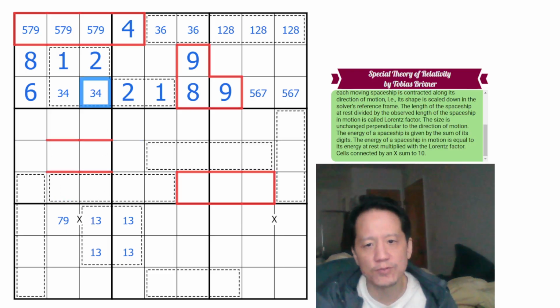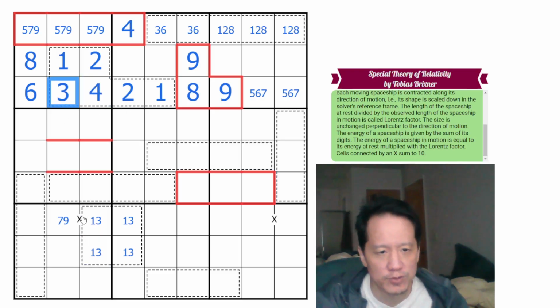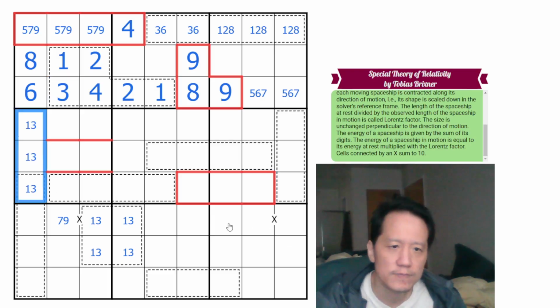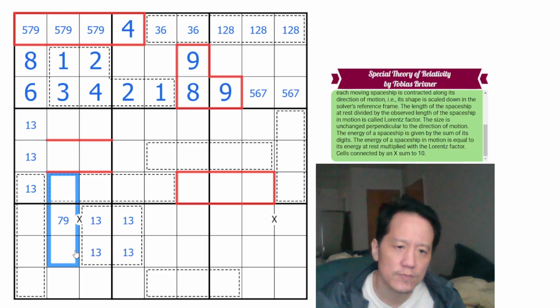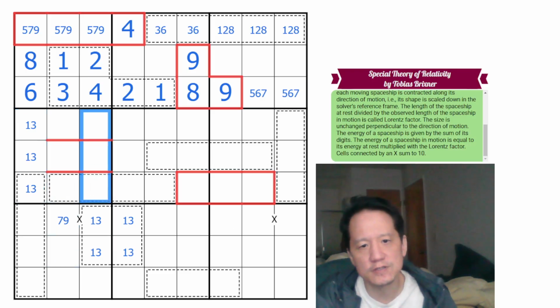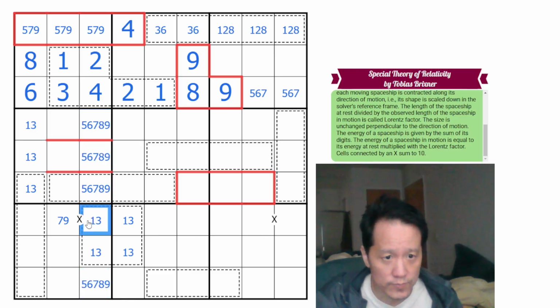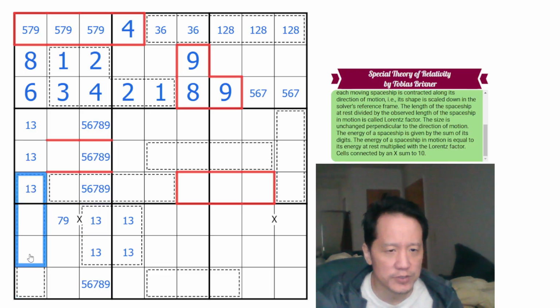Okay, this can't be 3 because of the 1, 3 pair in the column. So this must be 4. This must be 3. Which means 1 and 3 are here. The rest of this is 5, 6, 7, 8, 9. This is 5, 6, 7, 8, 9. So actually, at a minimum, this is 1, 2, 3, 5.